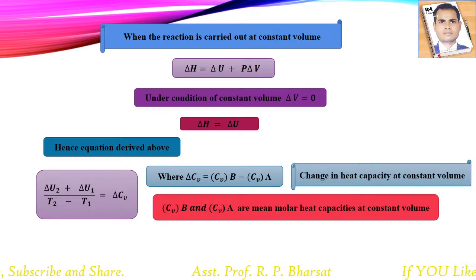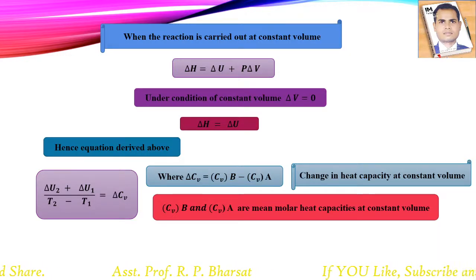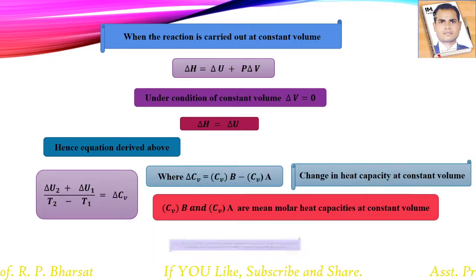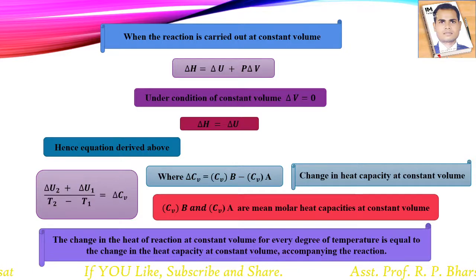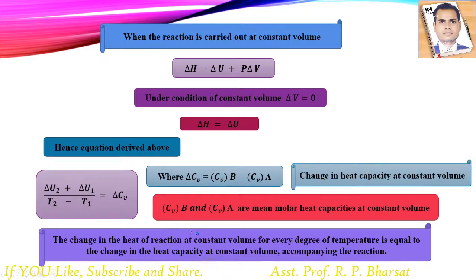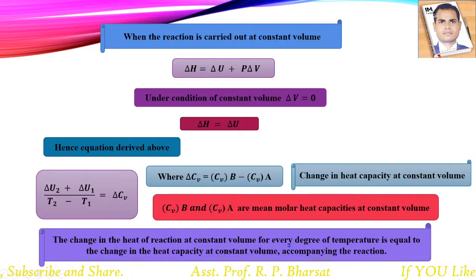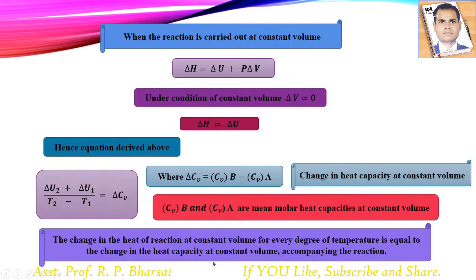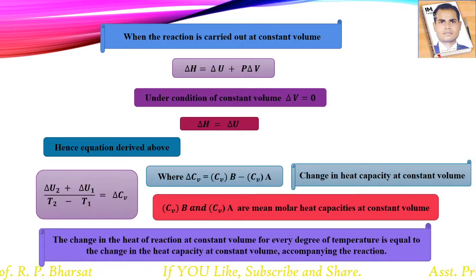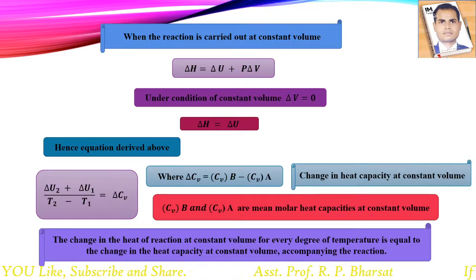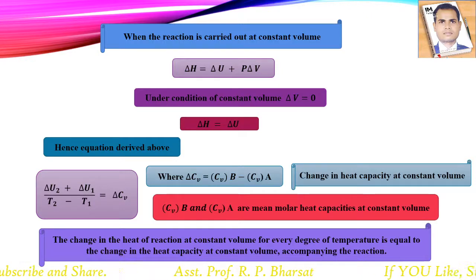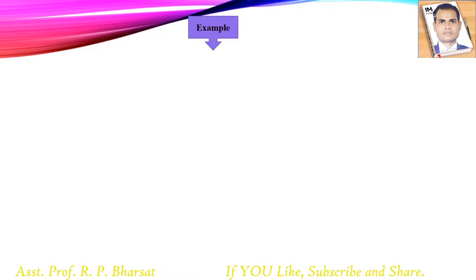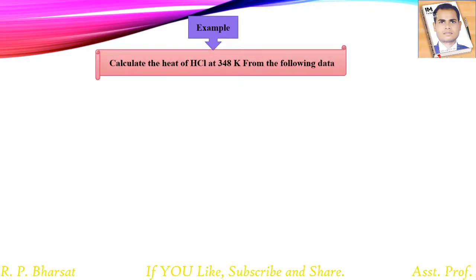So in this way, like at constant pressure, if you keep constant volume, you can say the change in the heat of reaction at constant volume for every degree of temperature is equal to the change in the heat capacity at constant volume accompanying the reaction. Now, based on this concept, we have to see an example on that. So you can see here, an example is given.